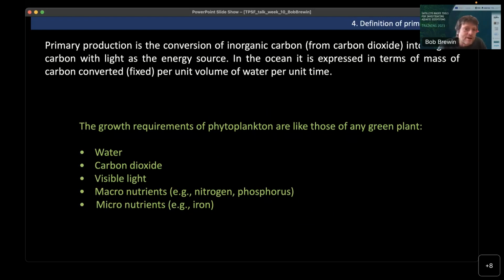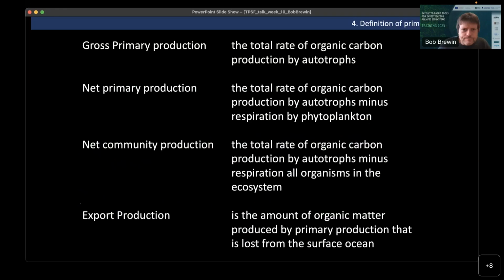And like the plants on land, they require nutrients, not only macronutrients like nitrogen and phosphorus, but they also require micronutrients. Essential nutrients like iron, even though they only require low concentrations of iron, are very important in the process of photosynthesis.